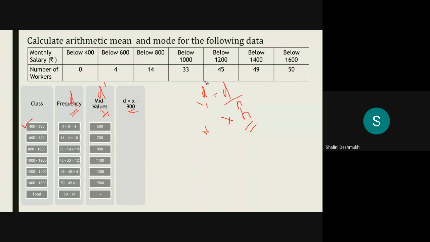So first we will find d. d means the difference between the observation and the assumed mean. What is the assumed mean? We will consider it as 900. Out of the mid values, you can select any number, either 900 or 1100 or 500. It depends on you. The final answer will be the same. So we select 900.